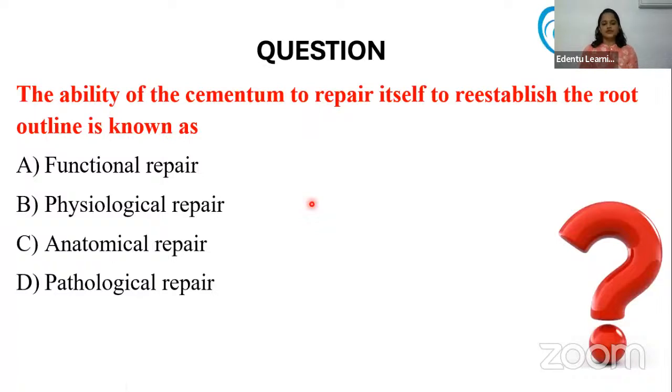Now moving on to the next question. The ability of the cementum to repair itself to re-establish the root outline is known as. Okay, this is a recently asked question for the NEET exam. So the ability of the cementum to repair itself to re-establish the root outline, it is known as what? It is known as option C, anatomical repair.